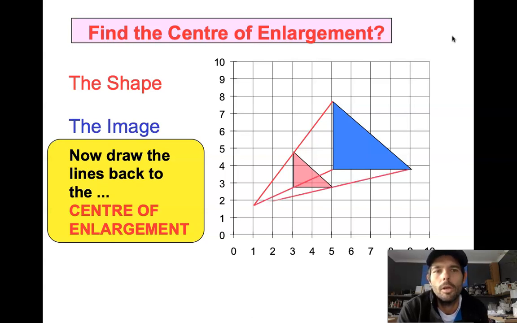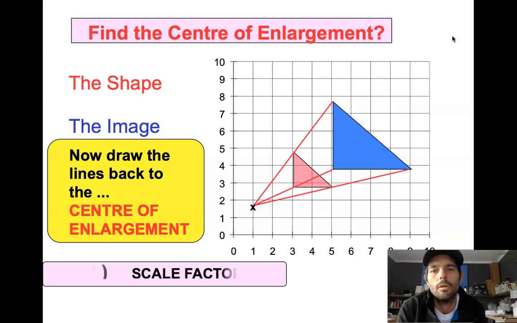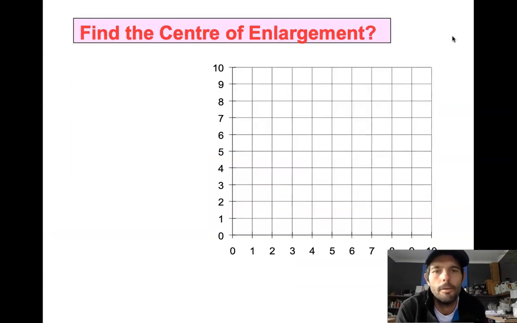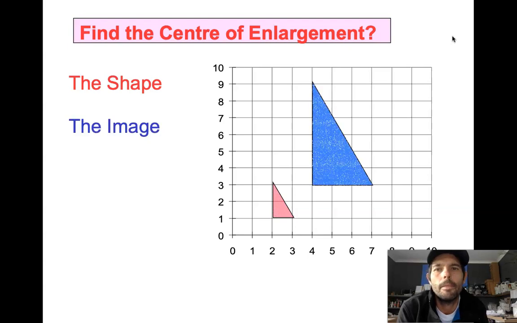Okay, so from each vertex of the enlarged image, you draw backwards and make sure that they connect through the vertices of the original image, and you'll see that all three lines end up at a point, and that would be your center of enlargement. And your scale factor you'd be able to work out by measuring the lines, and that would be a scale factor of 2.